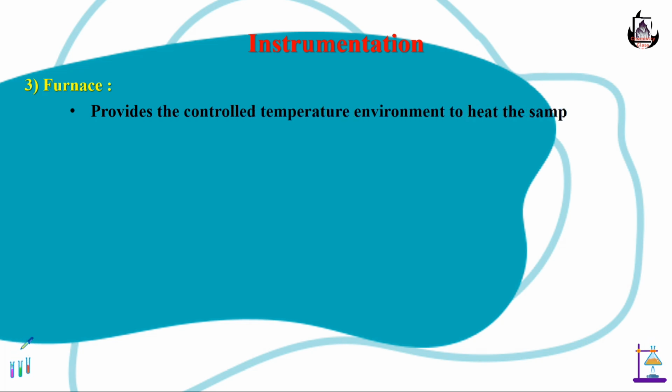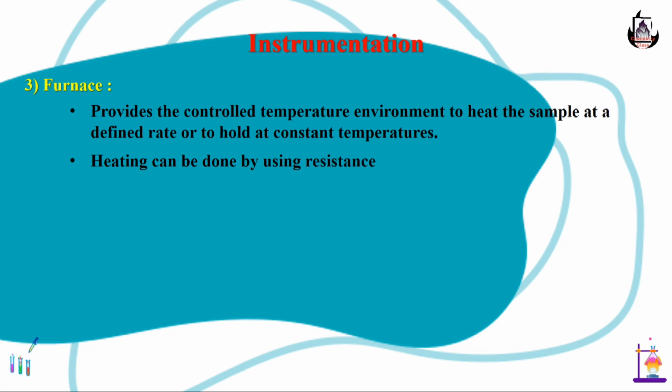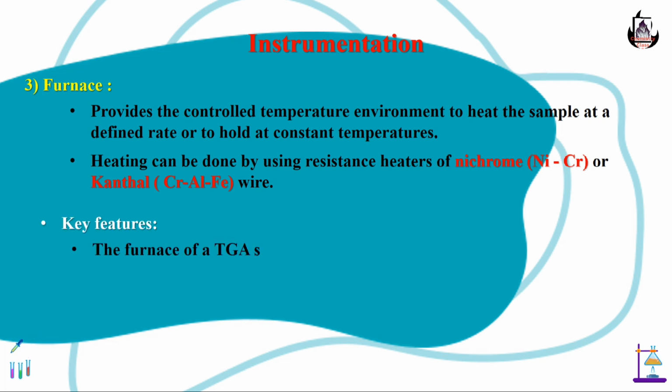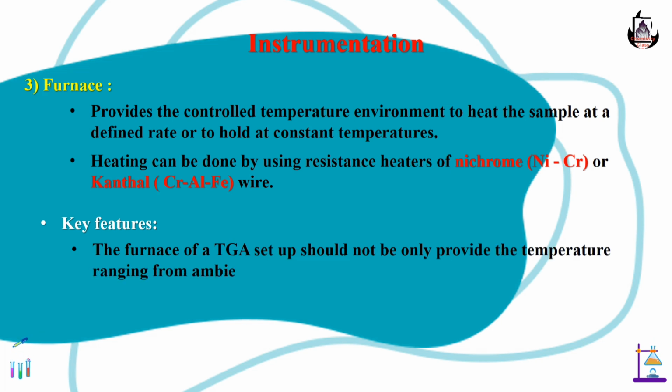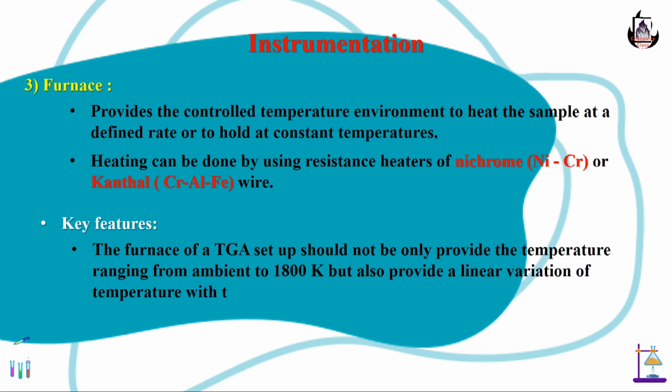The third instrument is the furnace. The furnace provides the controlled temperature environment to heat the sample at a definite rate or to hold at constant temperature. Heating can be done using a resistance heater of nichrome or kanthal wires. Key features of the furnace: the furnace of the TGA setup should not only provide the temperature ranging from ambient to 1800 but also provide a linear variation of temperature with time. The heating rate should be from 0.5 to 25 Kelvin per minute.